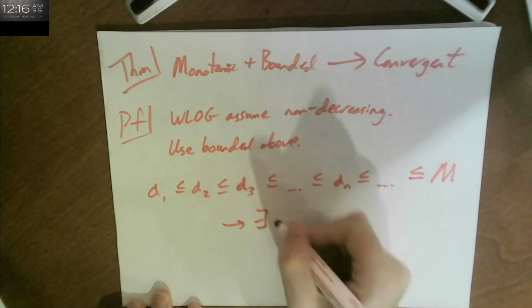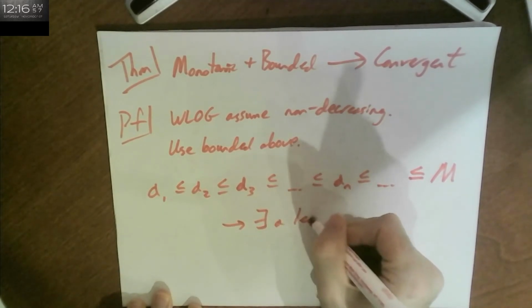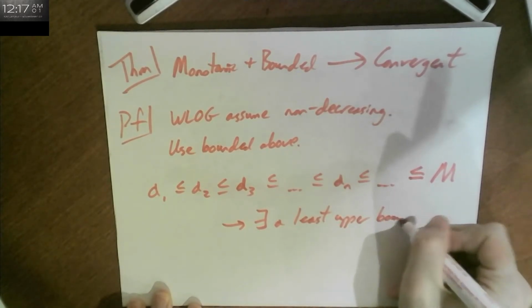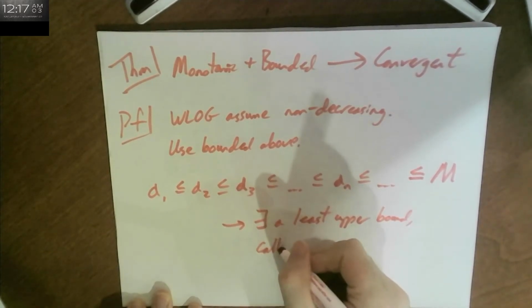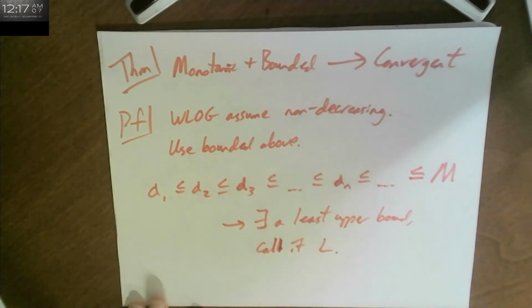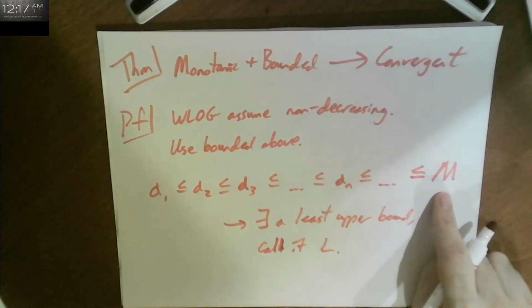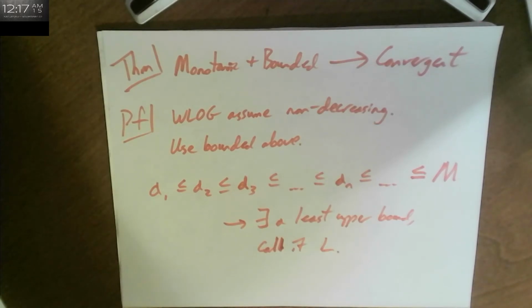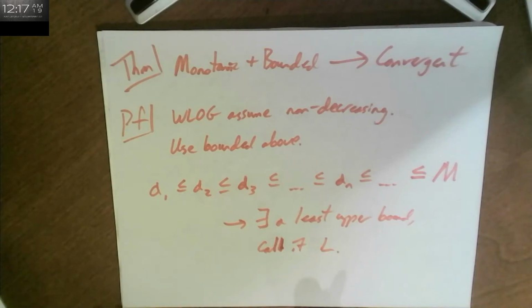Therefore, there exists a least upper bound. Call that upper bound L. So now I have a least upper bound. I'm going to call it L. This is just saying there's some bound. I don't know. Maybe that's way too big. But there is a least upper bound, call it L. So what do we know?